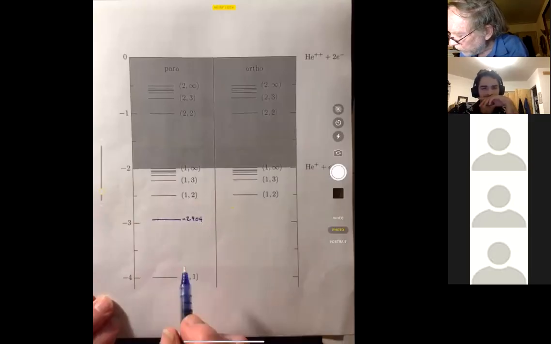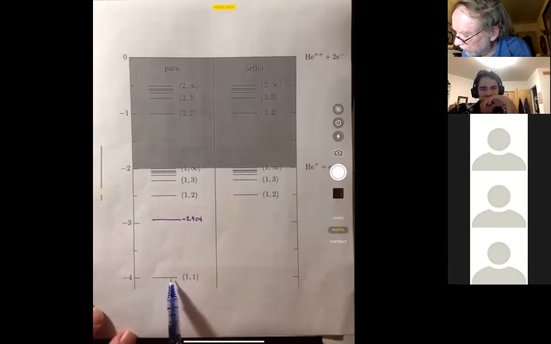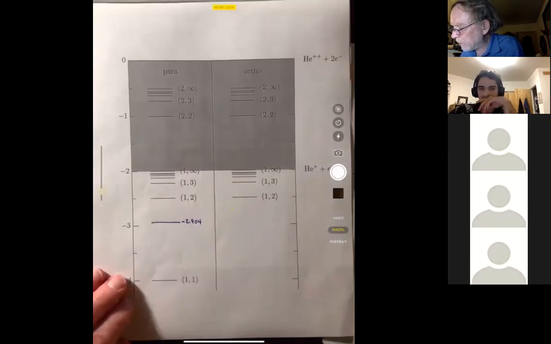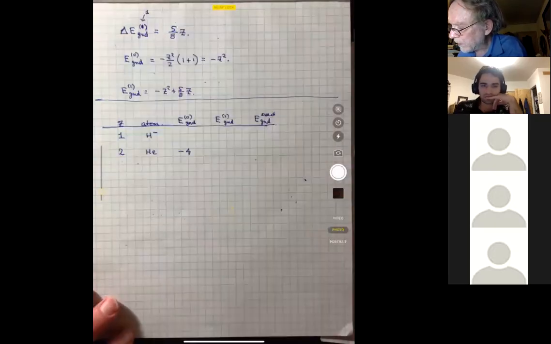Minus 2.904. So you can see that the unperturbed ground state is pretty badly off. It's down way too far. It's way too low. So let's go back to our numbers now and see what they give us.